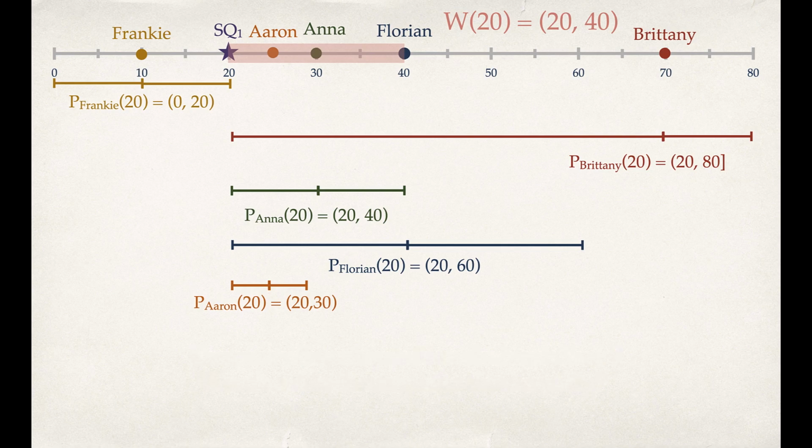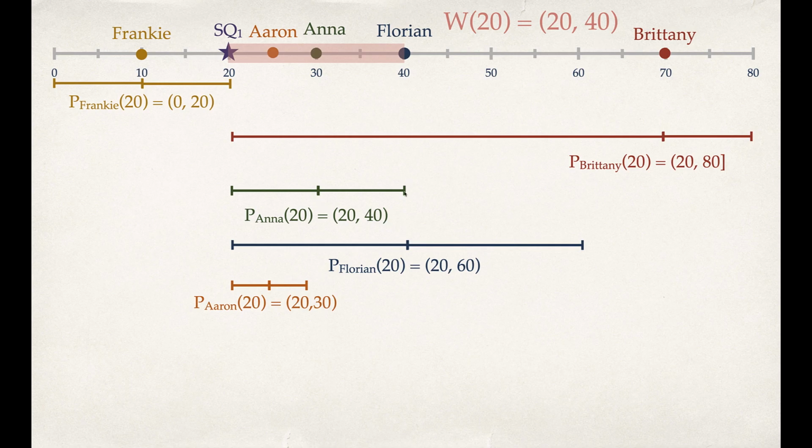Okay, so what should Brittany do then? Well, if she's being strategic, she's not going to propose 70. 70 will not pass. It is not in the win set. It will not win. 60, not in the win set. It's better than 20 for her, but it's not going to pass. So she wants to propose the closest thing to her ideal point of 70 that is in the win set.